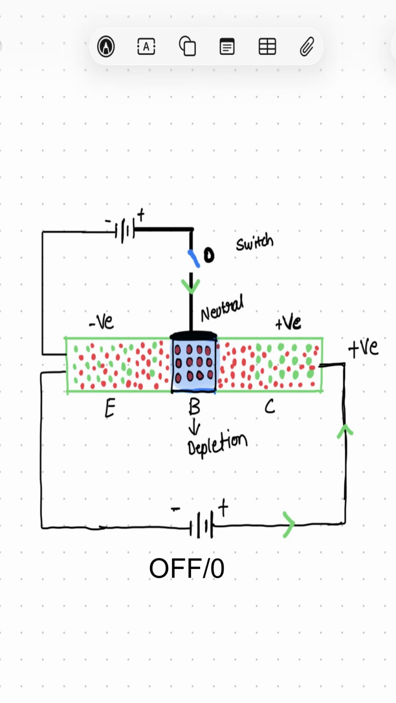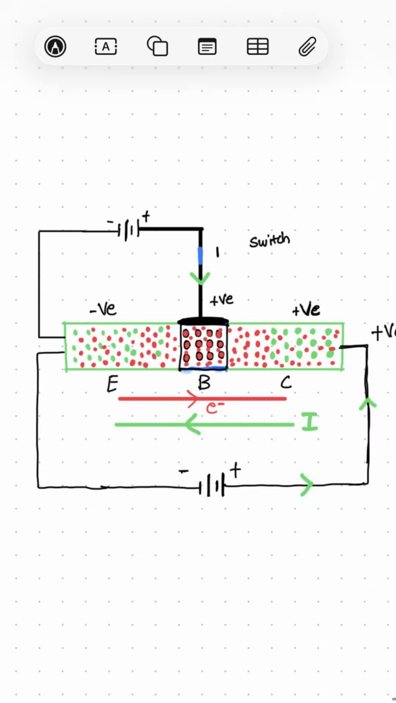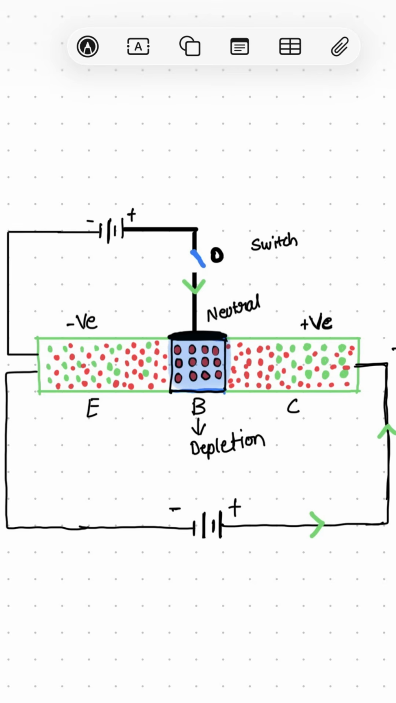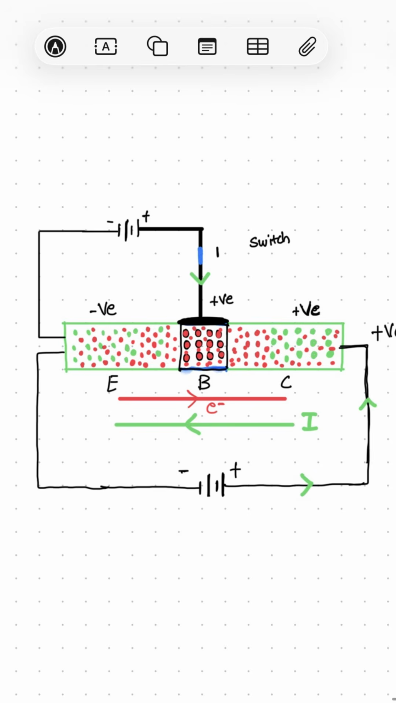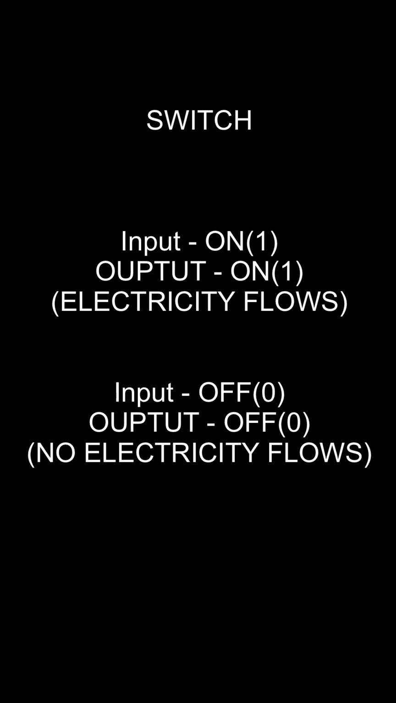It's the base which controls the flow of electricity. If the circuit is closed, the electricity flows. If it's open, the electricity stops flowing. That makes a given input of 1 as on, resulting in 1 as electricity flowing, and vice versa.